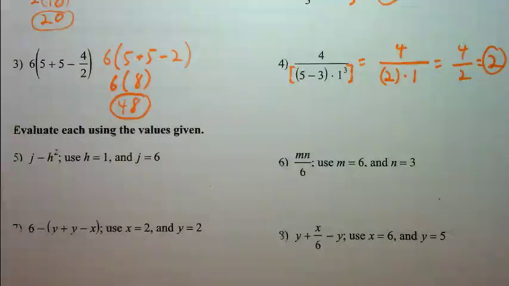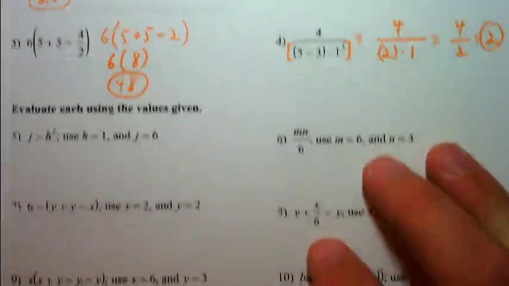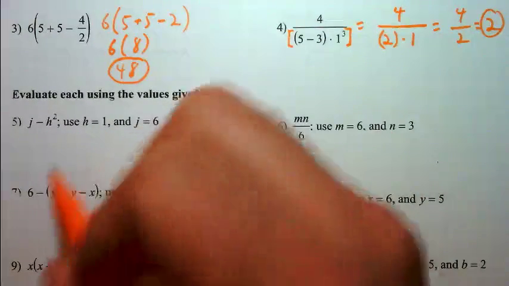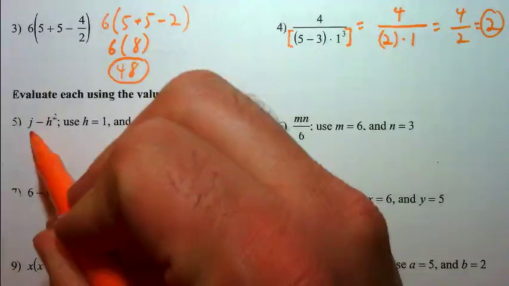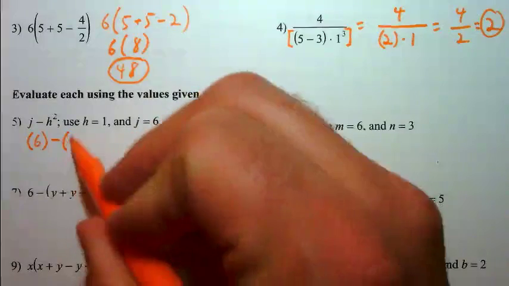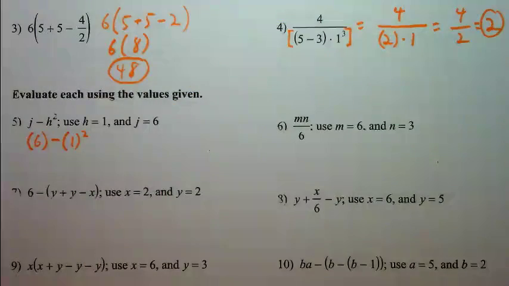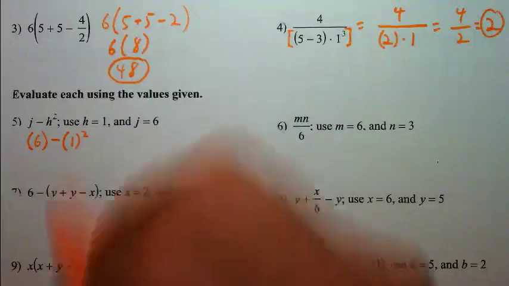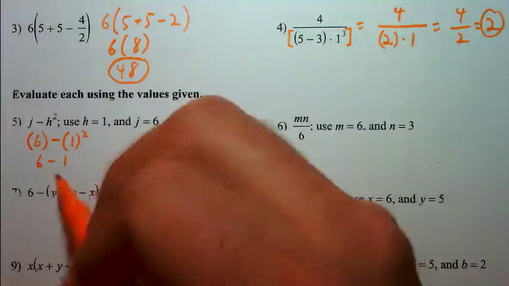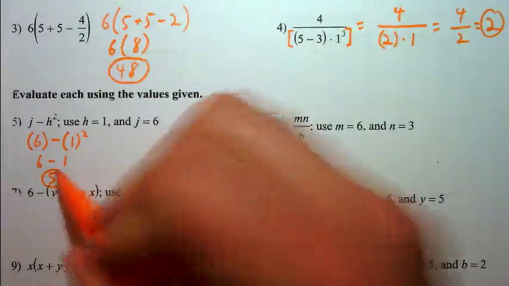Now, the next part, it's still evaluating, but we have to evaluate using the given values. So we're going to plug those values in first before we simplify. So on here, for this one, I have H is 1, J is 6. So plug 6 in for J. I like to use parentheses anytime I plug a number in to make sure I'm not changing the operations. So 6 minus 1 squared. Well, 1 squared is just going to be 1. So 6 minus 1 is 5. That's our final answer.